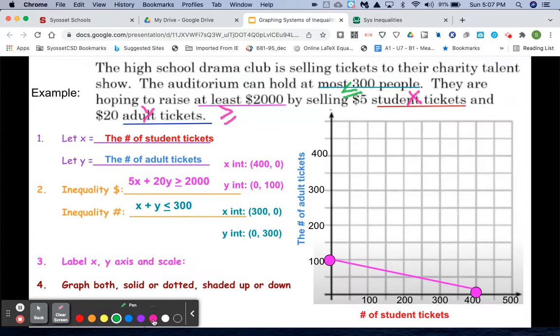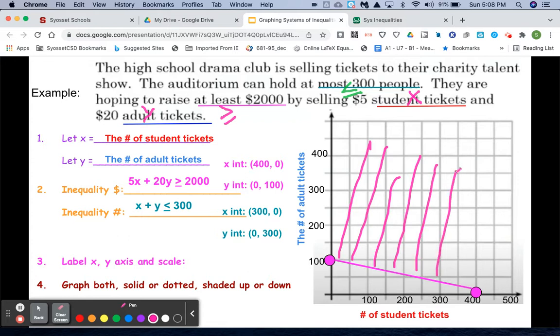And now it's time to shade. Since it's greater than or equal to, I'm going to shade above the line. So notice how I make, as neatly as possible, nice, straight as possible lines. Whoops, that one wasn't as straight as the other ones were. I don't scribble, and I don't color it in, because we're going to be looking for a waffle pattern when I graph my other inequality.